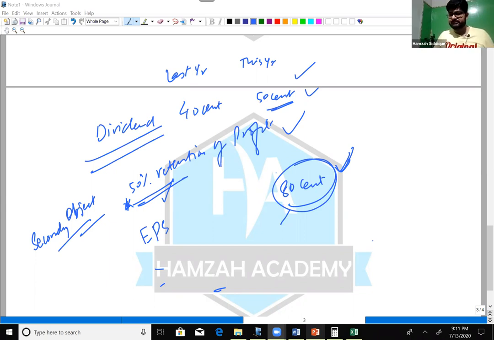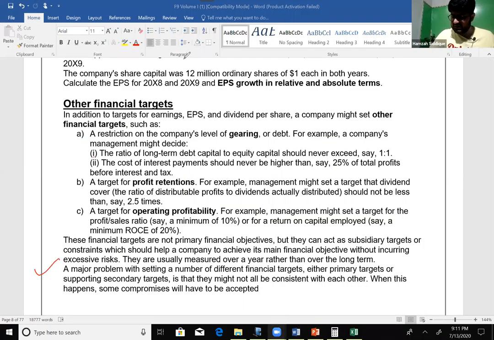I hope it is clear to you. Is it clear to everyone now? Good. So this is what is being said: when you set objective targets, primary or secondary, they may be inconsistent with each other. When this happens, only one can be achieved. A compromise will be accepted, meaning you have to lose one.